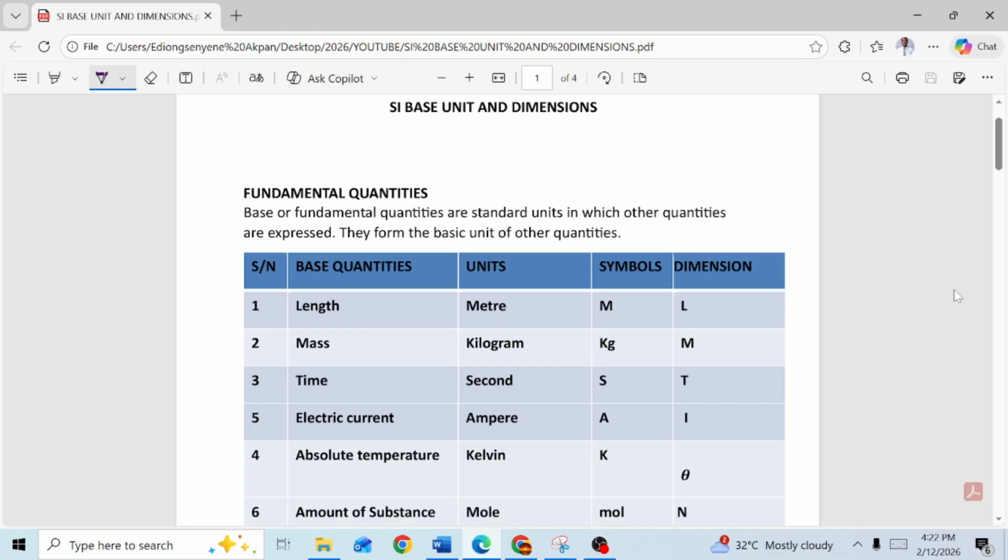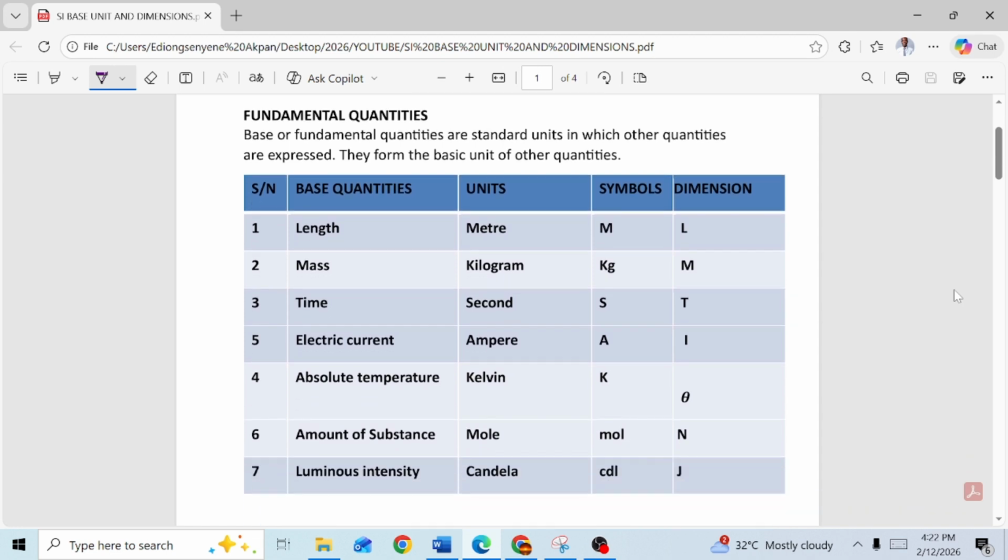We have here the list of all the SI base units and the dimension. The first fundamental quantity is length, and the unit is meter. The symbol is m. The dimensional analysis for length is L. The mass, which is a base quantity, the unit is kilogram. The symbol is kg, but the dimension is M.